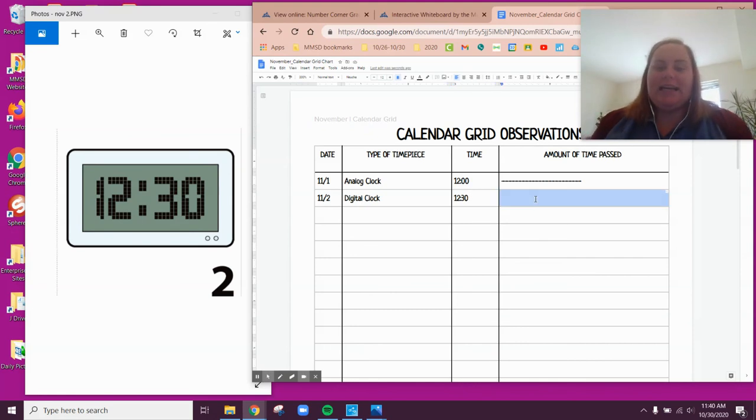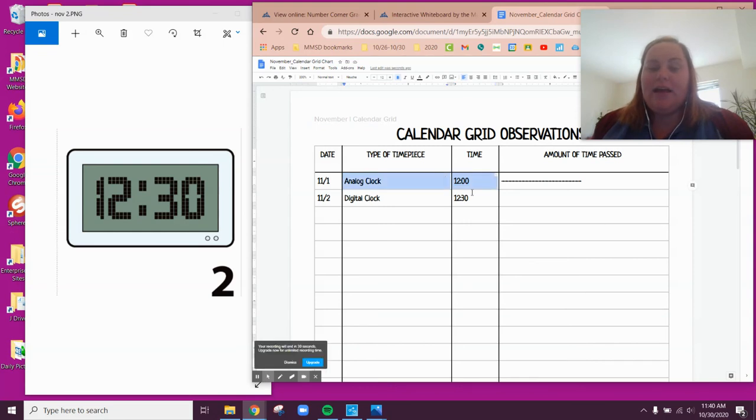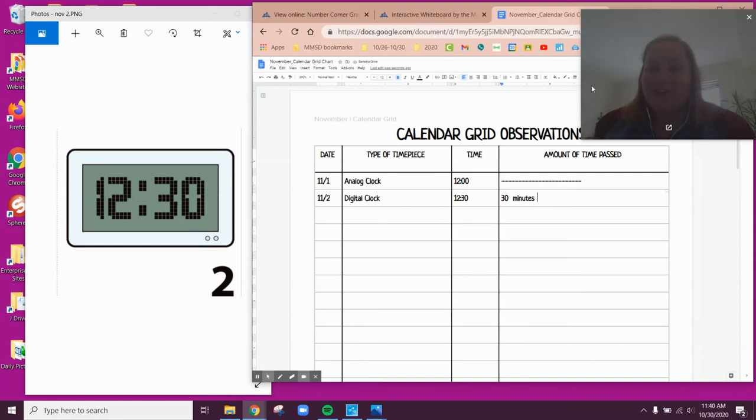So our last thing is the last column in our observation grid, which is how much time has passed. So we're going to look at the time before, which was 12 o'clock, and we have to figure out how much time has passed on our digital clock. And I noticed that it's 30 minutes. That's how much time has passed. So I'm going to type in 30 minutes, and that is our calendar grid for today.